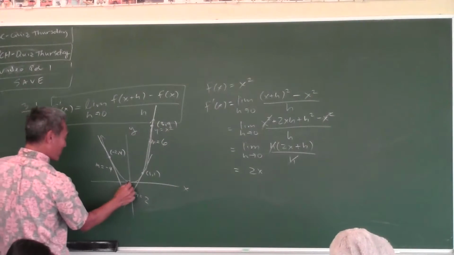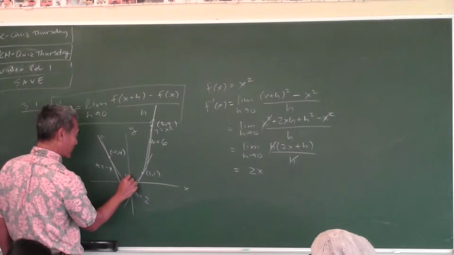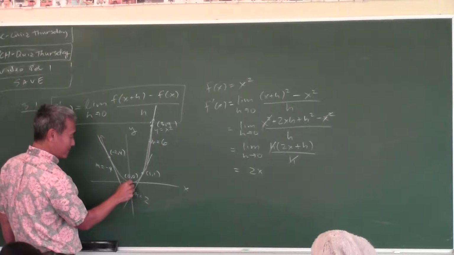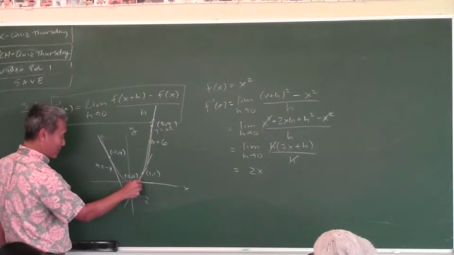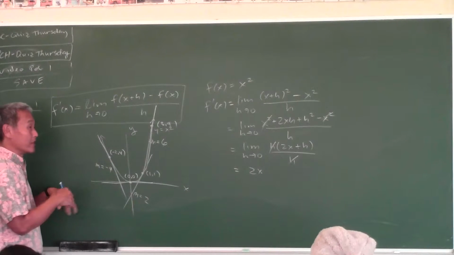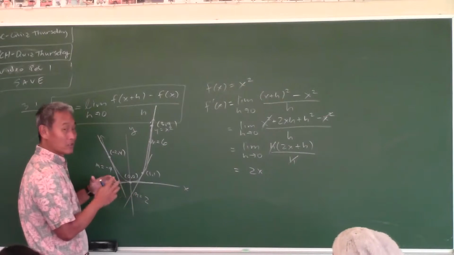And then what about here at the vertex? Here's the vertex, 0, 0. Well, what is 2 times 0? So does it make sense that at the vertex, the slope of the tangent line would be 0? Yeah, it makes perfect sense. So the derivative is a formula that tells you the slope of the tangent line.